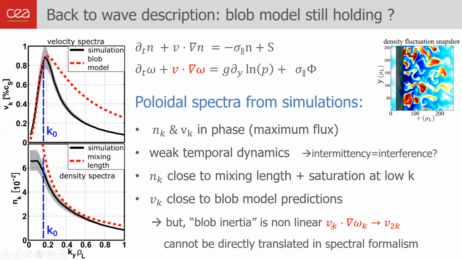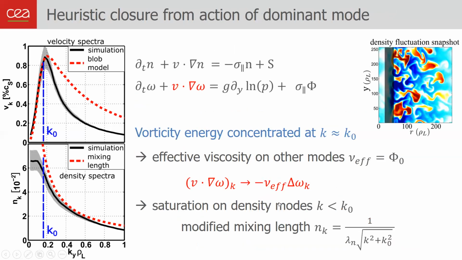So if you take the velocity and the vorticity at the wave number k, they translate into a contribution to the wave 2 times k on 0. And so it doesn't work like this. You cannot directly translate the blob model into spectral formalism. So we have to trick it a bit. So what we thought is, okay, there is indeed a dominant mode in the system, somewhere around a reference K0 we will define later. And this mode has a high amplitude, it moves fast in the system.